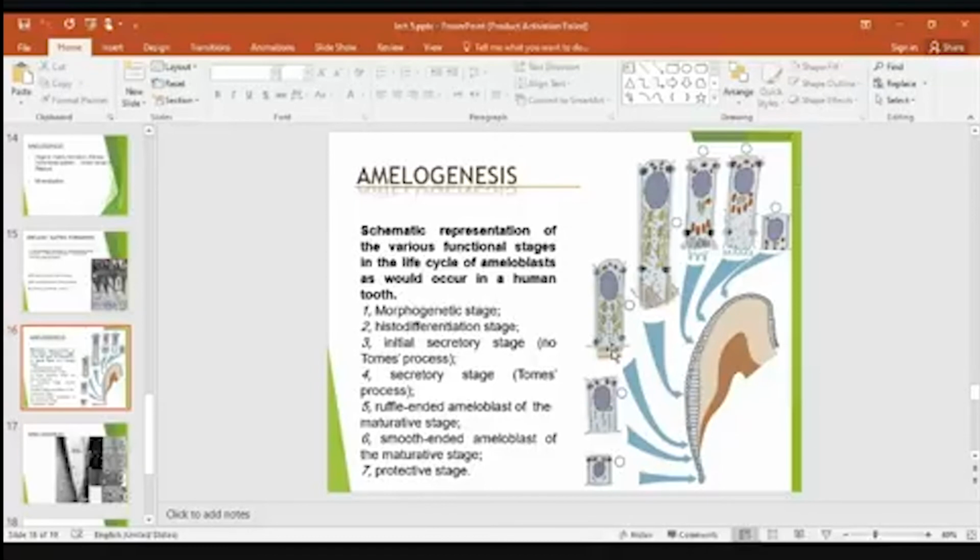بالفورث ستيج سكريتوري ستيج، سكريتوري ستيج حقيقيه، بري سكريتوري سكريتوري. بالسكريتوري ستيج بدا التومز بروسيس، هذا مثل المثلث، هذا التومز بروسيس. وهنا بدا عندنا شلون يتكون الانامل. هنا راح يصير عندنا الانامل كل الثيكنس مالت الانامل صار عندنا at this stage. بالرفل ended ameloblast has ruffle end ameloblast of the maturative stage.